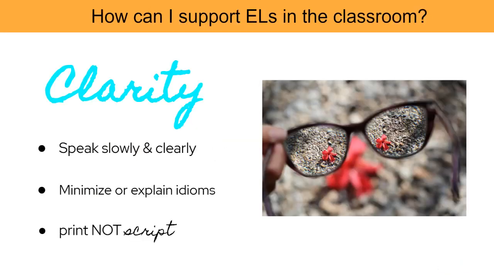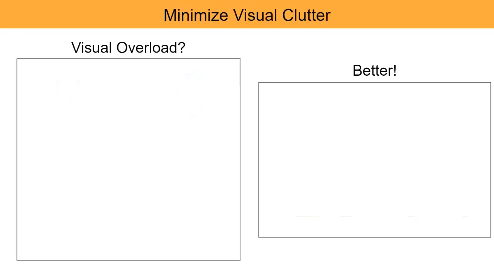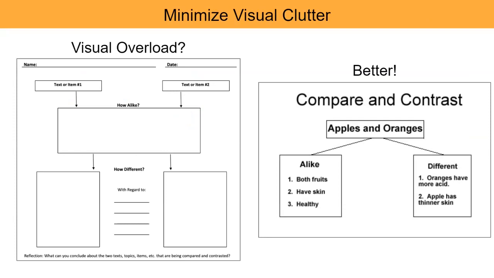So how can we do this? Let's go through some of the ways that you can support your ELs in the classroom. The first one is by providing clarity. Here's a few ideas to help you provide clarity to your ELs. Speak slowly and clearly. Minimize or explain idioms. And print. Don't use script when at all possible, so that the information that you're portraying to them is in a clear, comprehensible manner. We want to minimize our visual clutter.